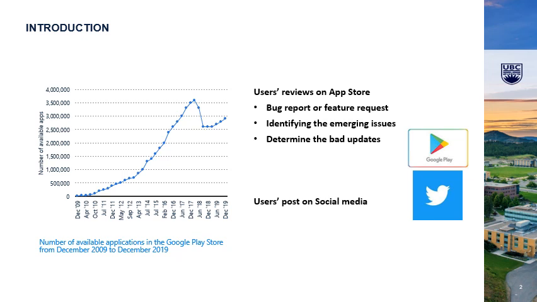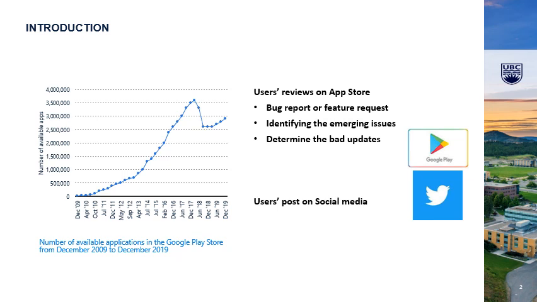Studies on user reviews have been shown to be very useful for developers because they can identify, for example, bug reports or feature requests, specifically for very popular apps, from the user feedback reviews that have been written on Google Play. They can also identify emerging issues, for example, when a new app version is released, or even bad updates that are implemented and deployed by the developers.